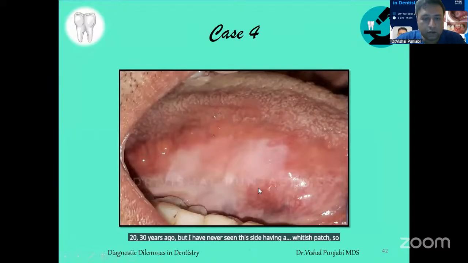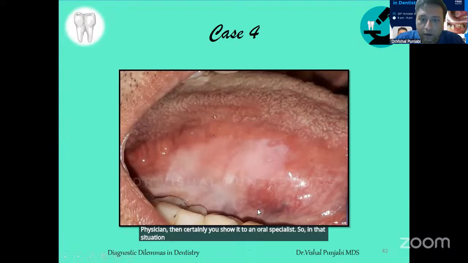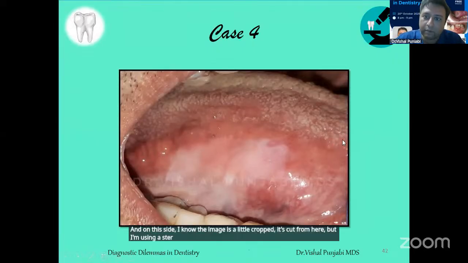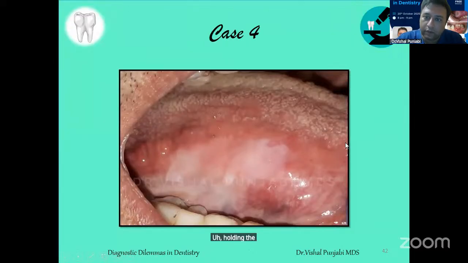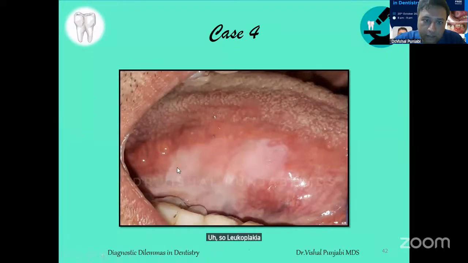So they went to their physician to first show it, and the physician then said, no, you show it to an oral specialist. So in that situation, they then visited me. What they could see here was on the right lateral and the ventral surface. So again, the proper reflection is needed. On this side, I know the image is a little cropped, it's cut from here, but I'm using a sterile gauze, and I'm holding the tip of the tongue with my gloved hand and moving it to the left to examine the right side completely. So leukoplakia, when we see, okay, these are well-defined borders.